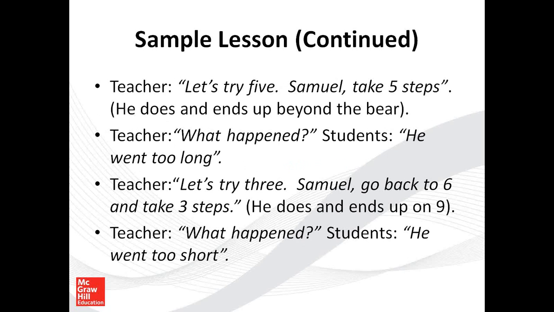Samuel does this, counting as he goes, 1, 2, 3, 4, 5, and he ends up a full square beyond the teddy bear. Teacher says, "What happened?" And the students respond, pretty much all of them, "He went too long." Then the teacher says, "Let's try 3. Samuel, go back to 6 and take 3 steps." He does this, counting again, and ends up on the 9 square. And the teacher asks again, "What happened?" And the students say, "He went too short."